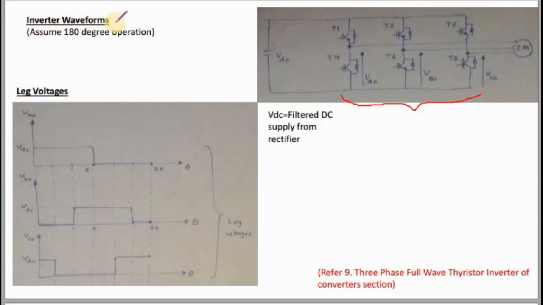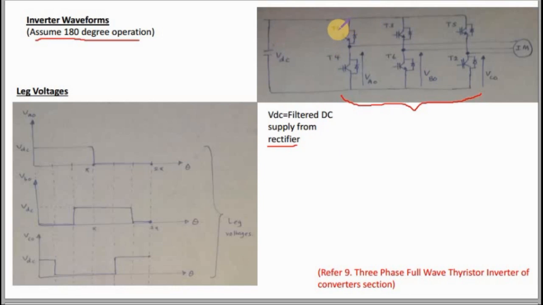Now let us see inverter waveforms. We will only take 180 degree operation. So here you can see our three-phase inverter. For simplicity, I removed the three-phase rectifier and three-phase supply. So VDC is the filtered DC supply from the thyristor rectifier.